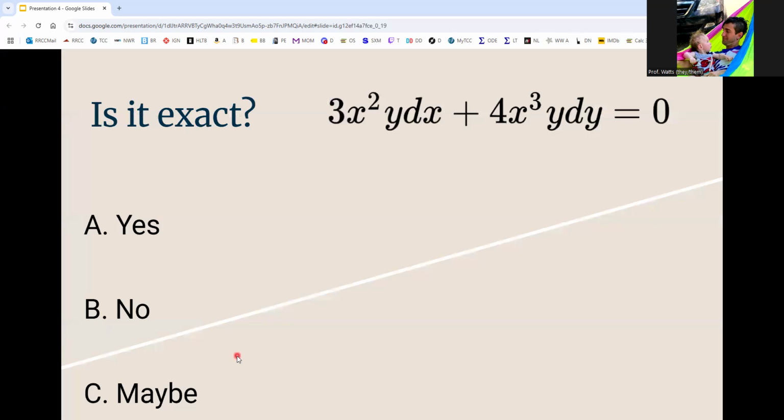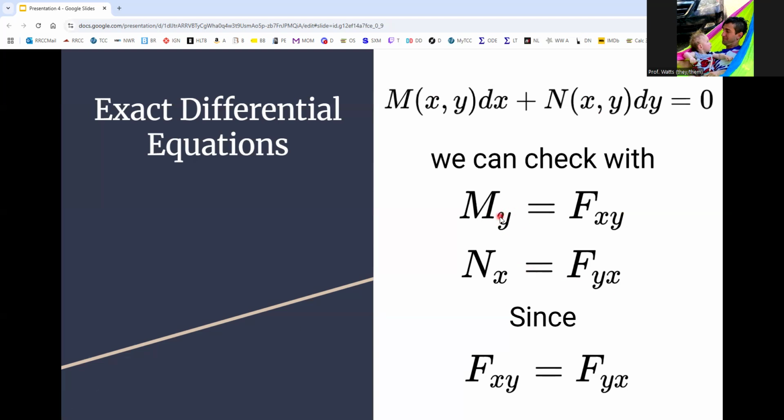So why don't you test if this one is exact? It's already in the correct differential form. 3x squared y is M, and 4x cubed y is N. And again, you'd want to check that M y equals N x.